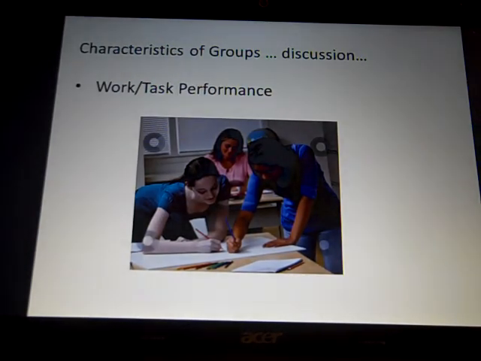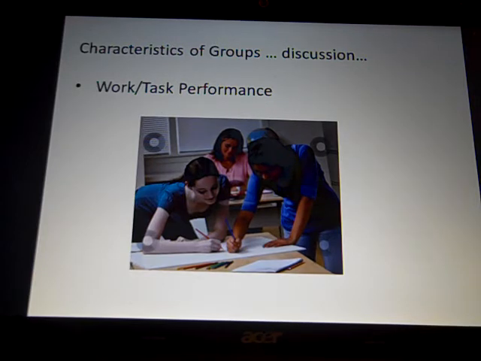Work task performance. This is another characteristic of groups that I wanted to talk about in class. How people do tasks alone and how people do tasks in groups may be very different. This gets to something that we call social loafing. Write that down in your notes somewhere. Social loafing, L-O-A-F-I-N-G. To loaf means you're being lazy, right? Common sense dictates that people tend to work harder by themselves as opposed to when they are in group settings.